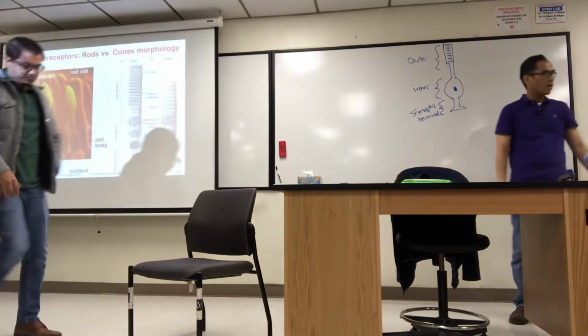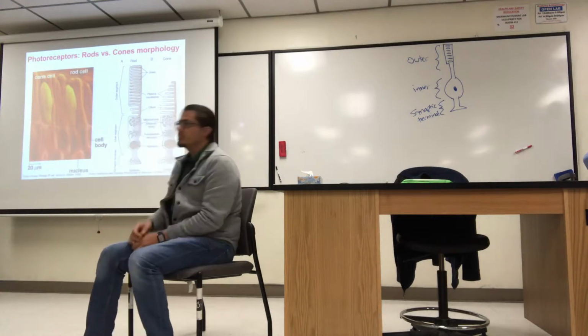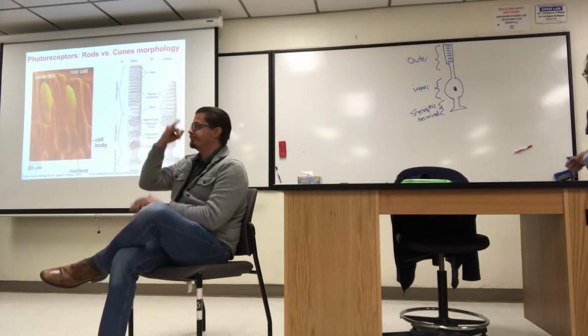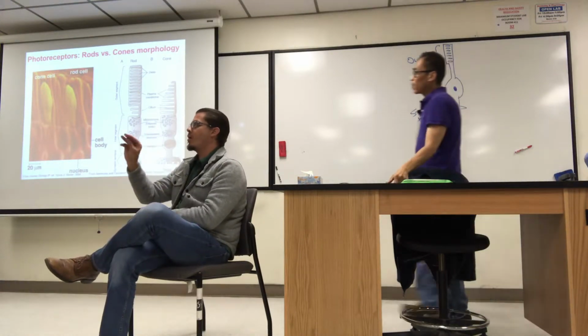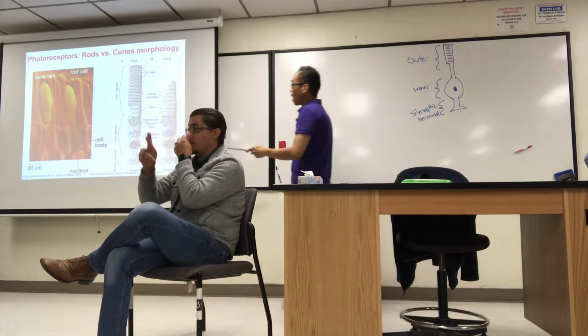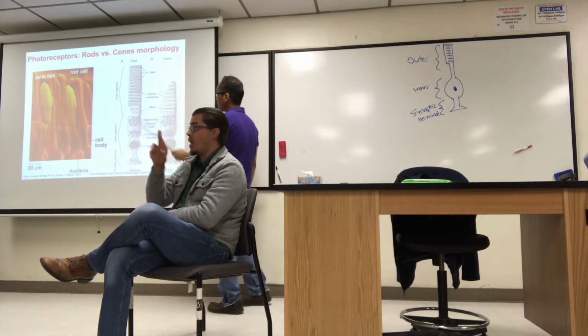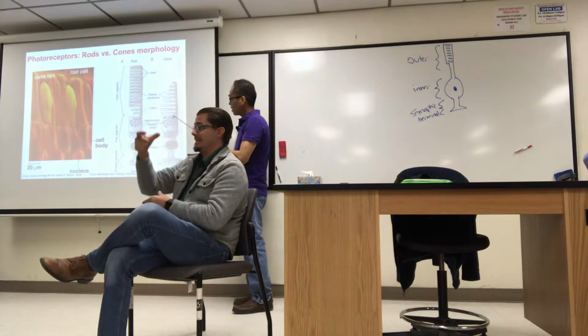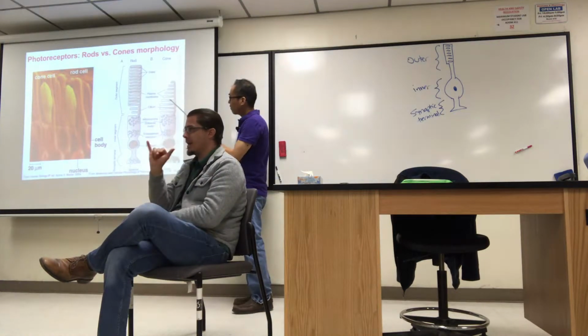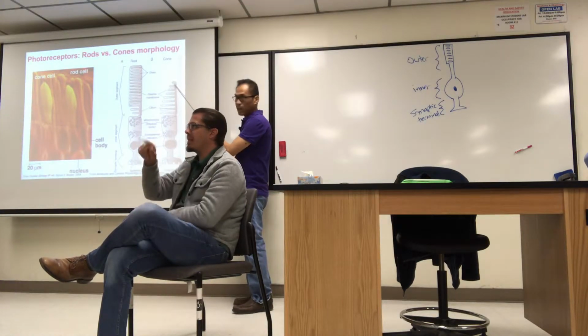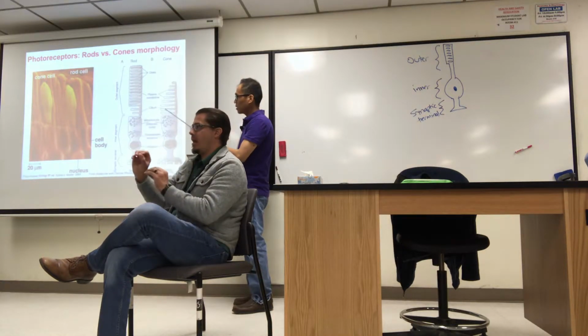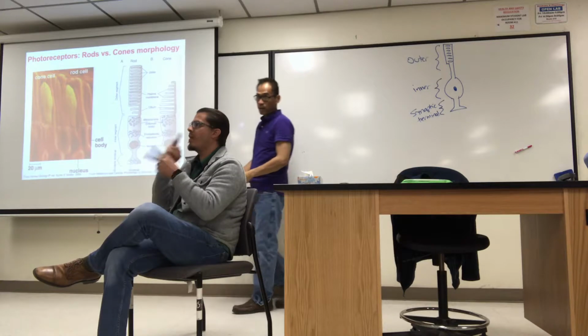Okay, I won't draw the cone, but you get the idea. There is a difference between rods and cones there. Notice how a rod is a true rod with discs inside. However, not so for the cones. It's just a folding of plasma membrane. It doesn't have discs inside. The plasma membrane is just highly folded. Visual pigment is there. Okay.